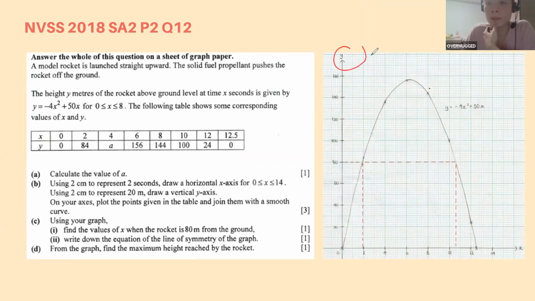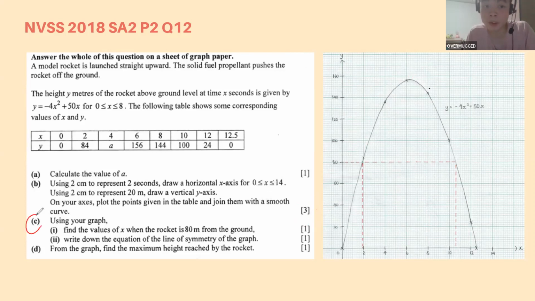Remember to label your axis, y and x. Sometimes they can change, so label accordingly. Don't blindly just write y and x. Label your graph as well, the equation. Show all the plots, and make sure you label your axis properly as well. And this will give you your 3 marks.